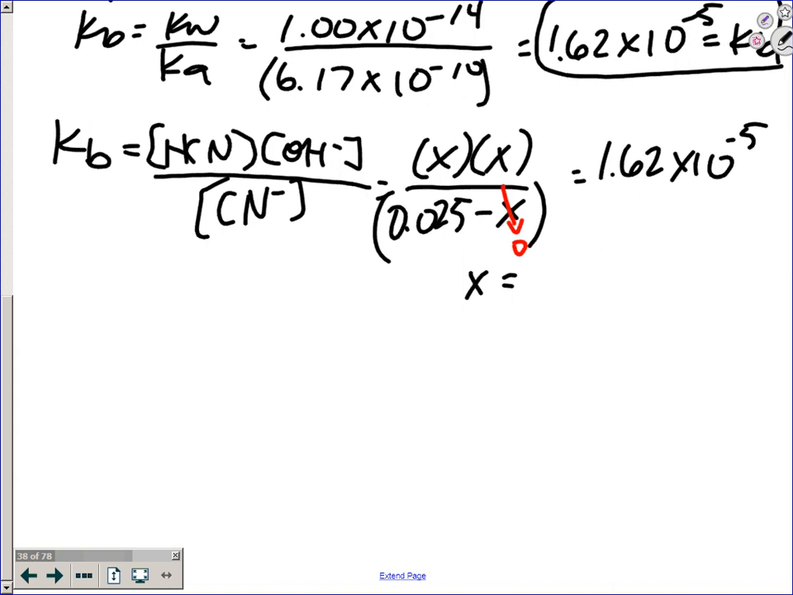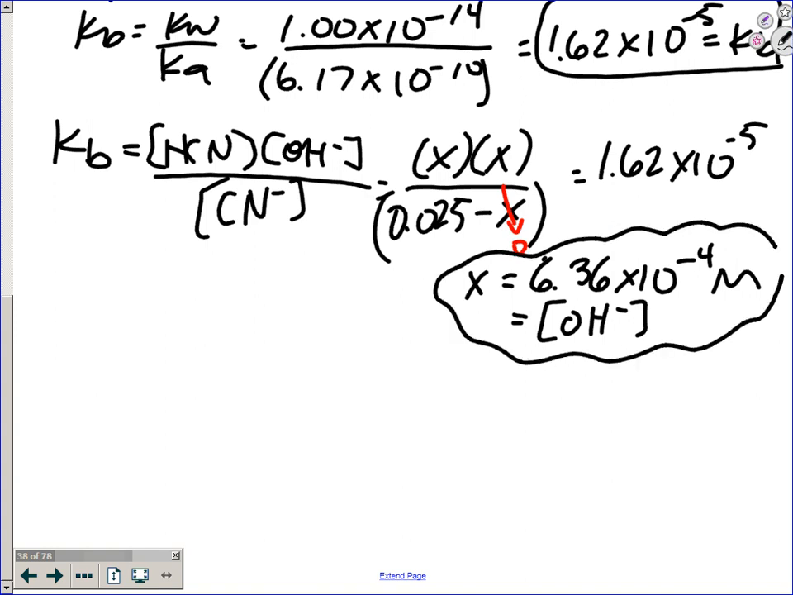What did you guys get? 6.36 times 10 to the negative 4th molar. So this is equal to what ion of interest? Concentration of hydroxide. Good. So that's why it's nice to write it here, so you can make sure you're in the right place. So here's our x. Can we run a quick 5% rule? Does it meet the requirements? 2.5%. Yeah, so yay, 2.5%. It's just nice to stay in that practice so you're always checking.